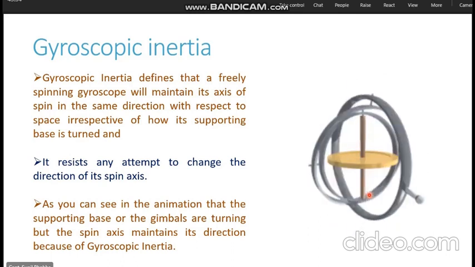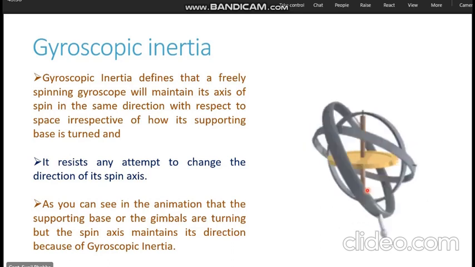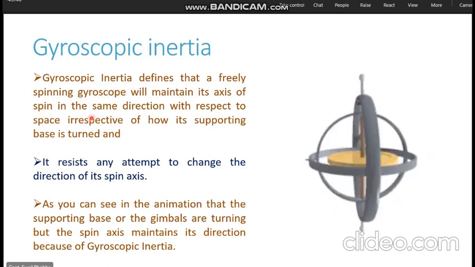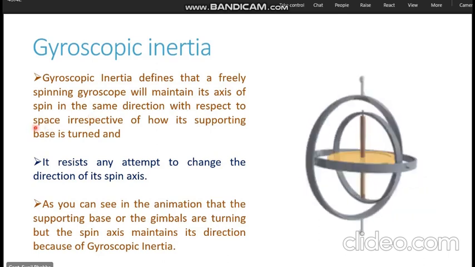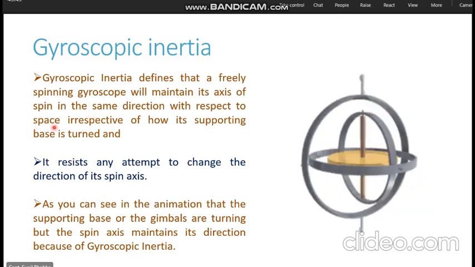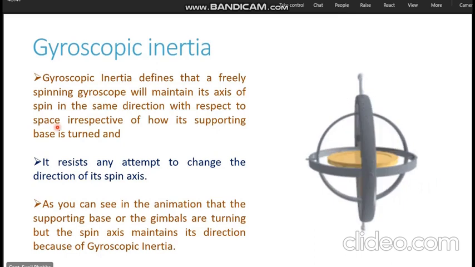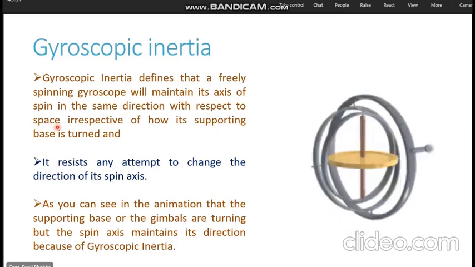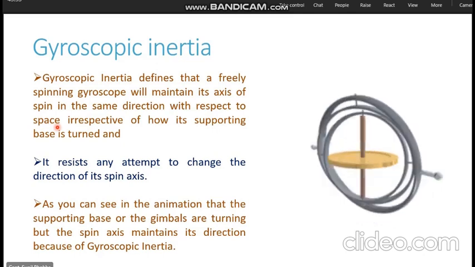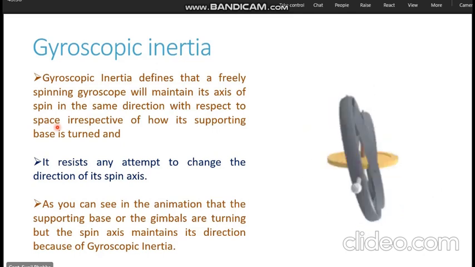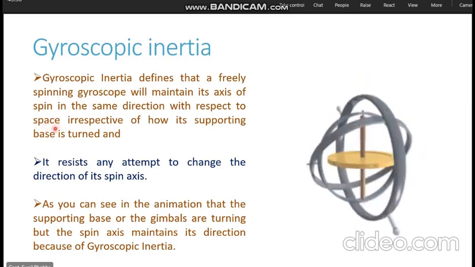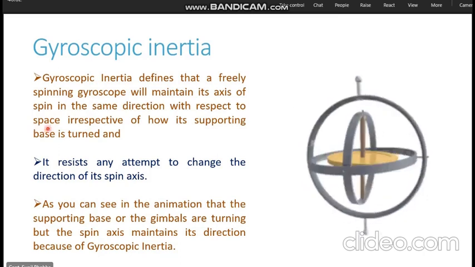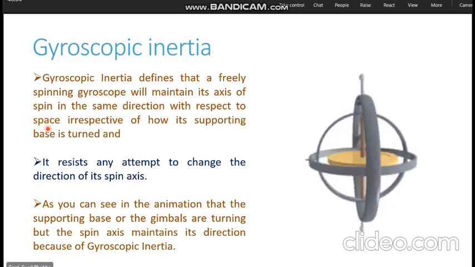Now, a very important thing in this property is that the spin axis maintains its direction with respect to space. It is not with respect to the Earth, it is with respect to space. It may not make much sense at the moment, but later when we go into understanding the gyro compass, it will become very clear to you what is the significance of this term, that the spin axis maintains the same direction with respect to space.